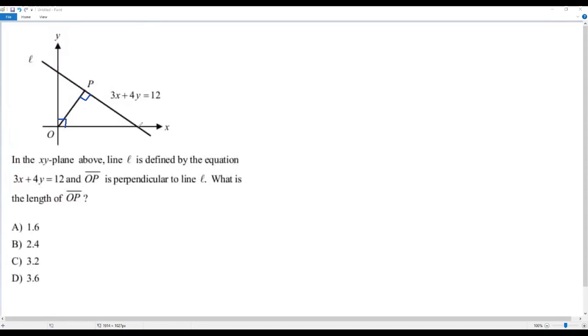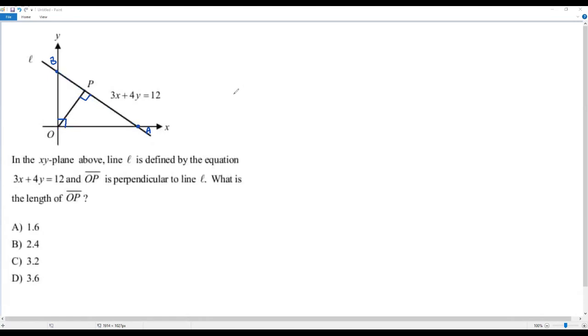Now let me take this as point A and this as point B. Point A represents the x-intercept of the line L and point B represents the y-intercept of the line L. Now we can consider the triangle OAB. It is a right triangle.